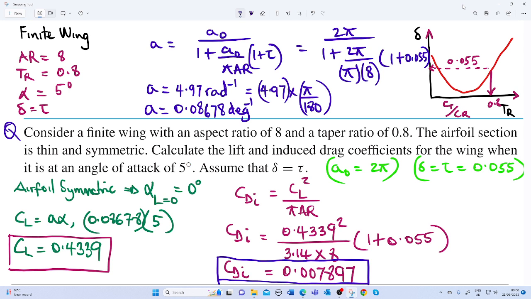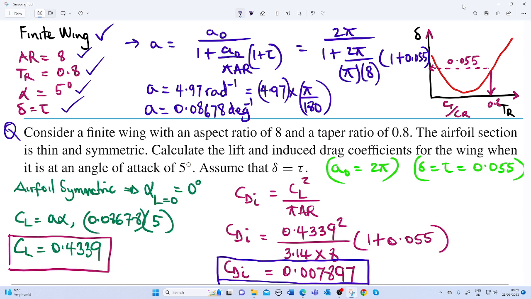Now let's pull out all the parameters for the finite wing. We're given the aspect ratio 8, the taper ratio 0.8, the angle of attack 5 degrees, and we're told that the induced factor, which is delta, equals tau, which is the lift slope. Now, considering the finite wing, we can deduce the formula to be a equals a0 over 1 plus a0 over pi AR times 1 plus tau.